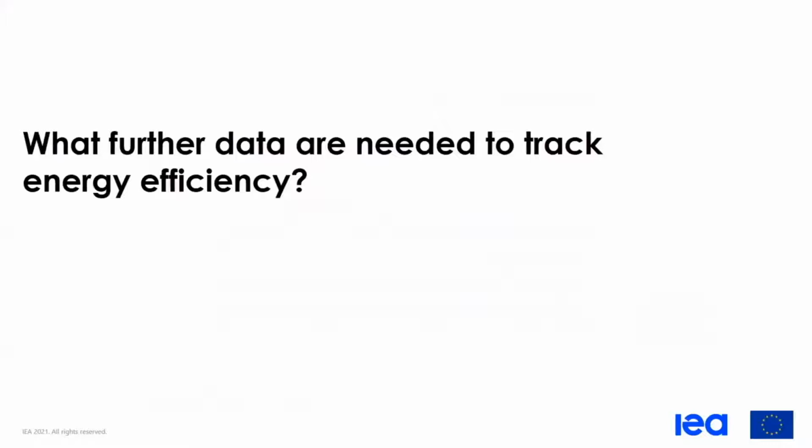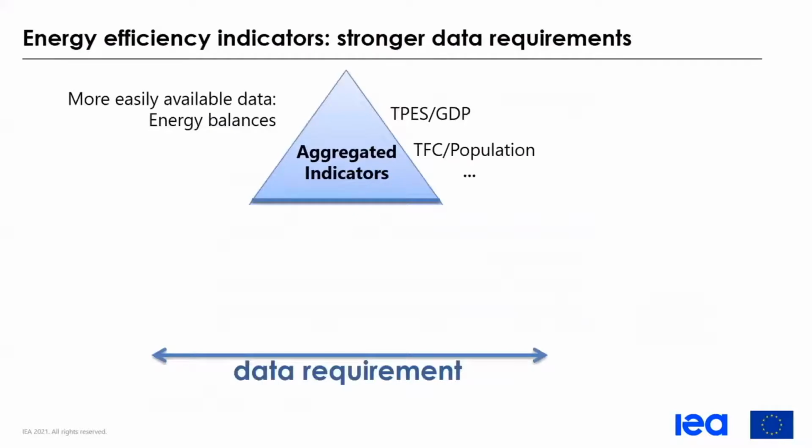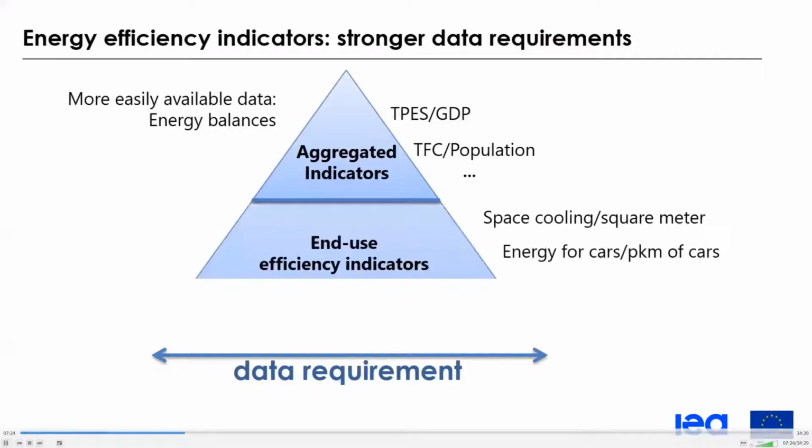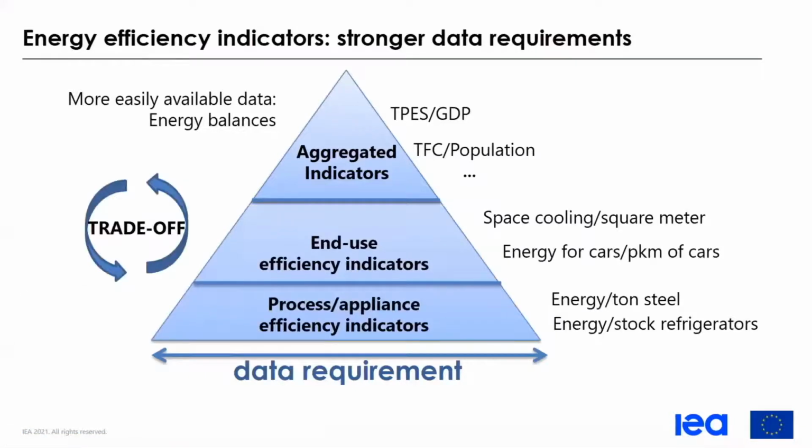So, what additional data are needed in order to study energy efficiency? As we have seen from the energy balances information, we can create some energy indicators such as the total final consumption per population. However, those indicators are not specific enough to monitor energy efficiency. In order to study energy efficiency and obtain energy efficiency indicators, we need end-use data or even more disaggregated data. However, the greater the disaggregation, the more data are needed, and usually this also comes with higher cost.